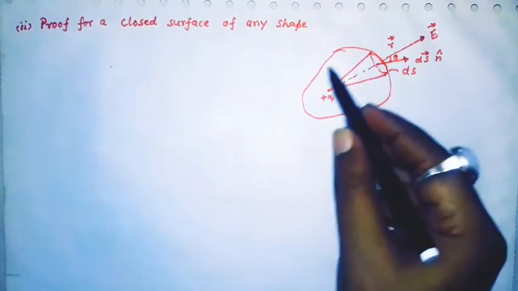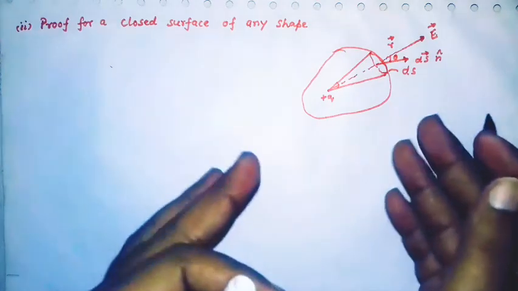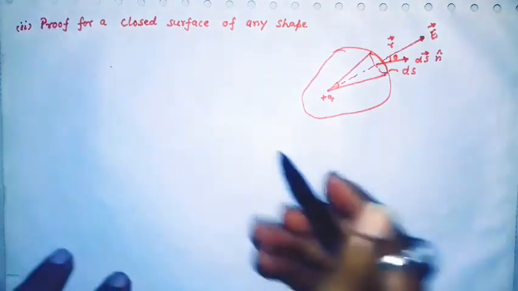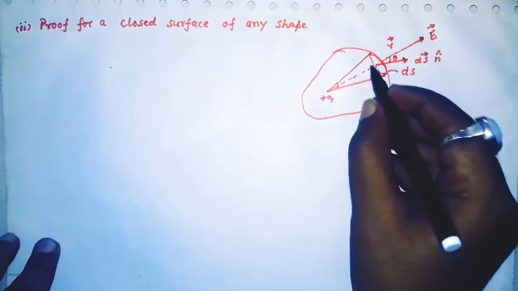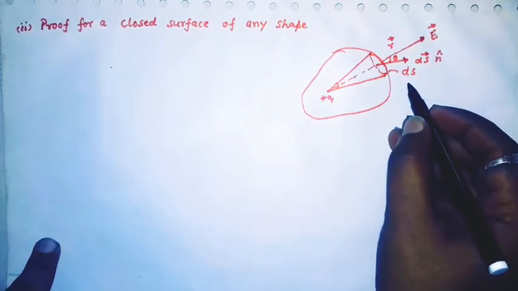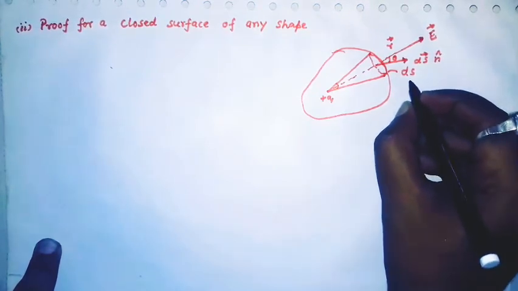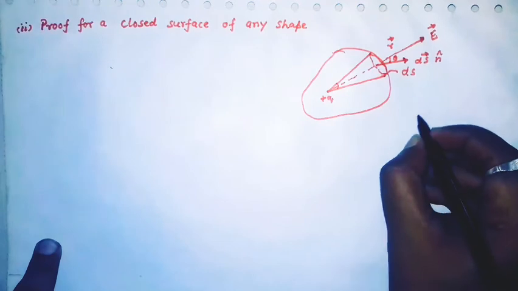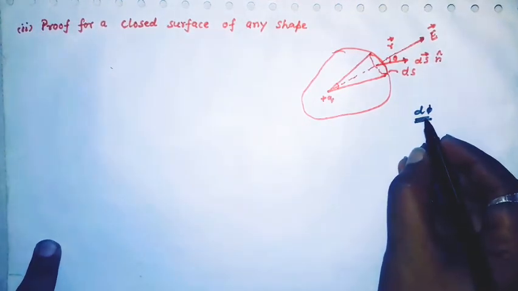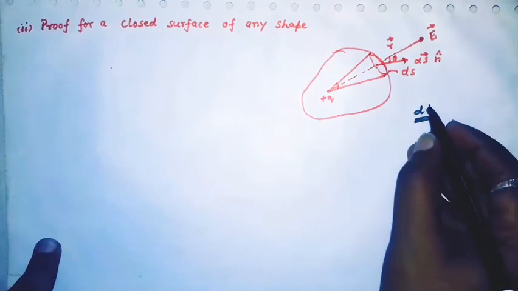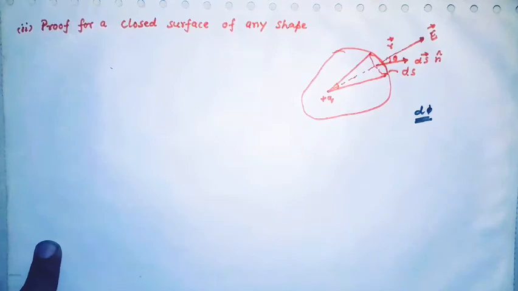Here in the next case we have taken any shape which is not symmetric, maybe symmetric or asymmetric, that doesn't matter. So this is any kind of shape, and here we have taken a surface ds, and we will first calculate the flux across it. Suppose across ds the flux is d phi, so first we will calculate d phi, then we will integrate this d phi over the overall surface, and we will get the value of flux across the total surface.